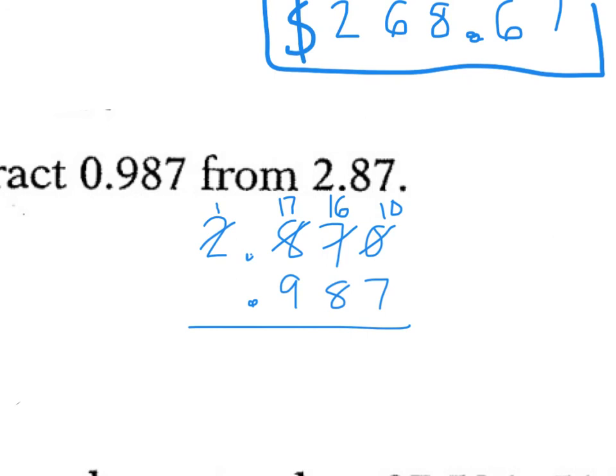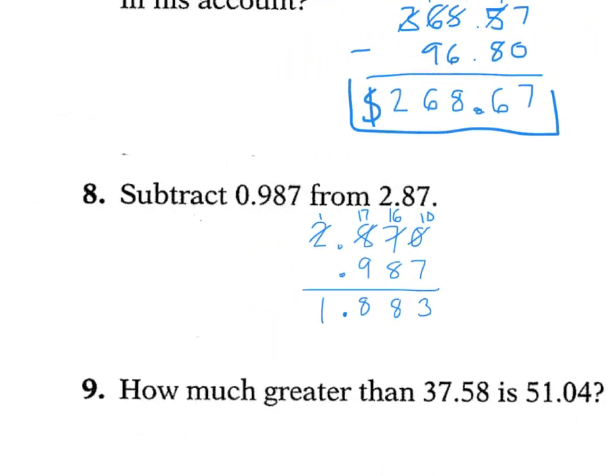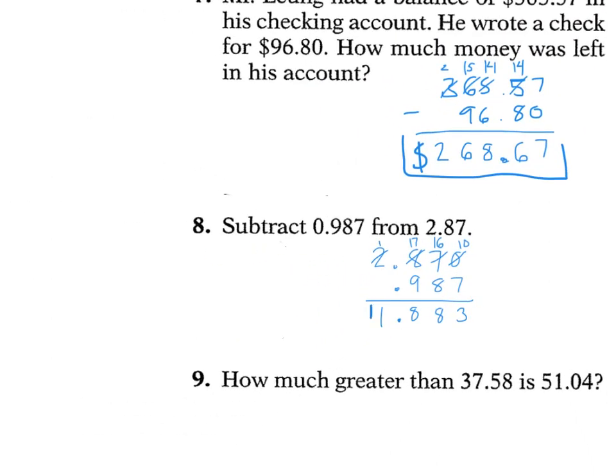So 10 minus 7 is 3. 16 minus 8 is 8. 17 minus 9 is 8. Drop our decimal down so it's in line, and 1 minus 0 is 1. So here we have 1.883.